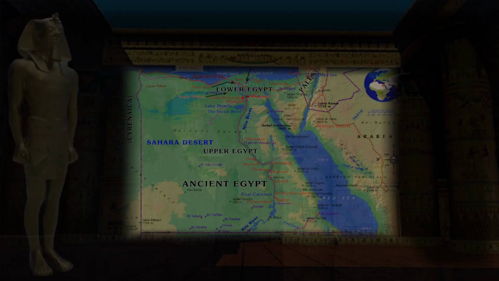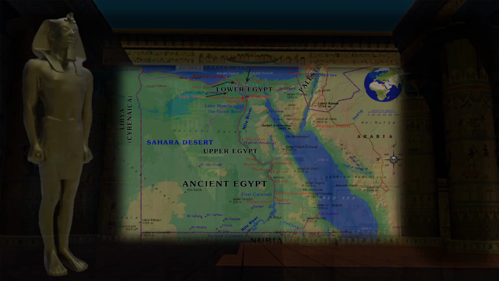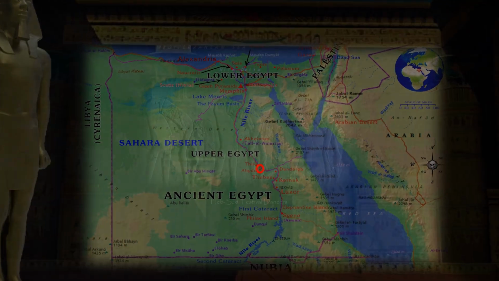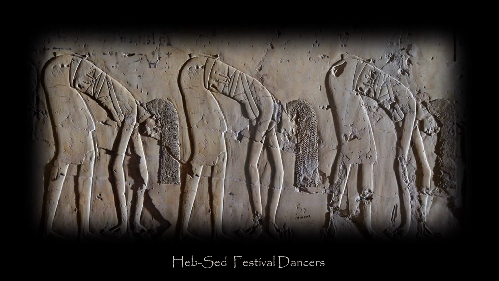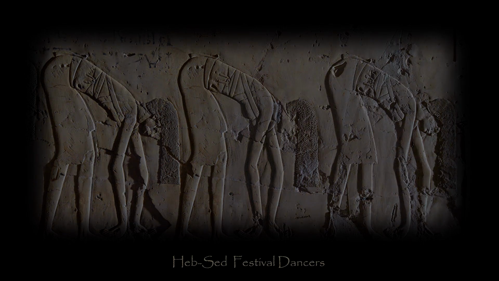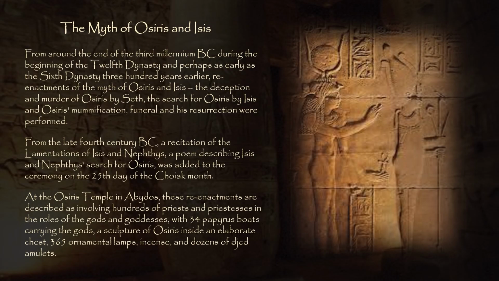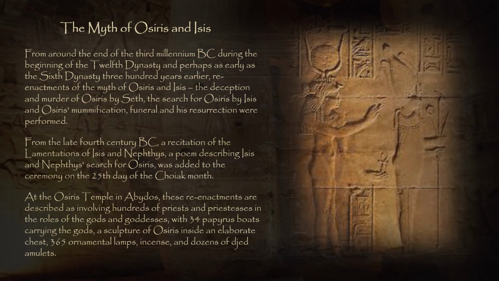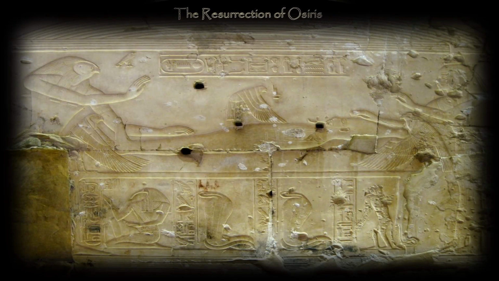The festival of the Raising of the Djed also involved reenactments conducted at Dendera, Edfu, Busiris, Memphis, and Philae. But the most elaborate and grand celebration occurred at Abydos, the cult center of Osiris. From around the end of the 3rd millennium BC, during the beginning of the 12th dynasty, and perhaps as early as the 6th dynasty, 300 years earlier, reenactments of the myth of Osiris and Isis, the deception and murder of Osiris by Seth, the search for Osiris by Isis and Osiris' mummification, funeral, and his resurrection were performed.